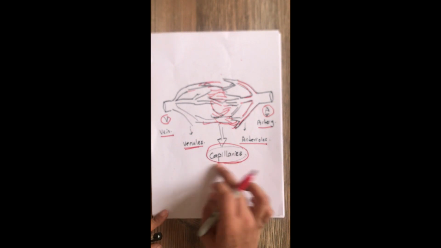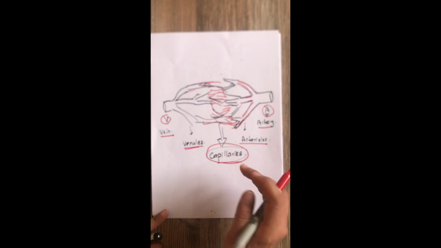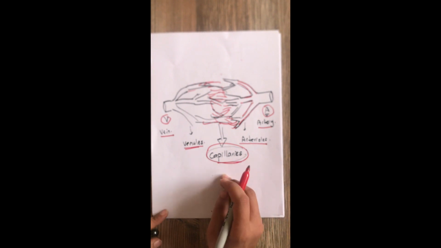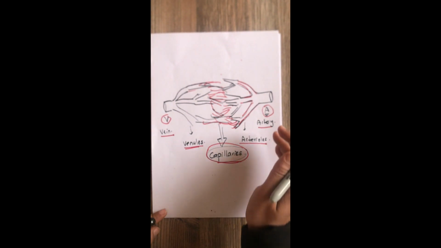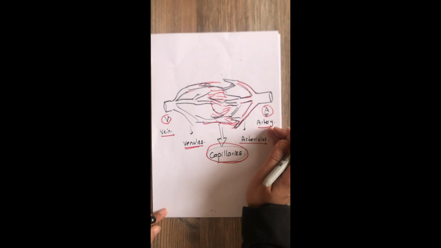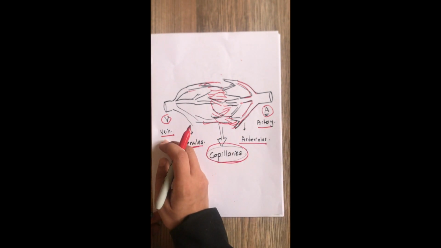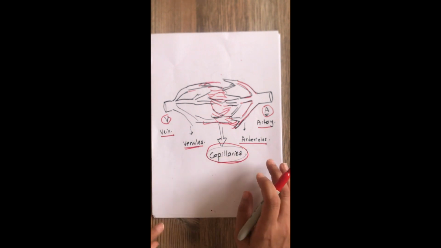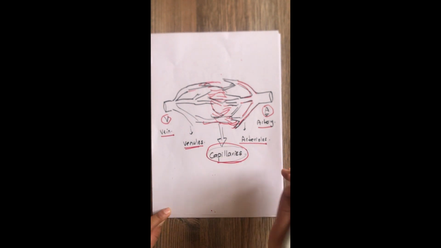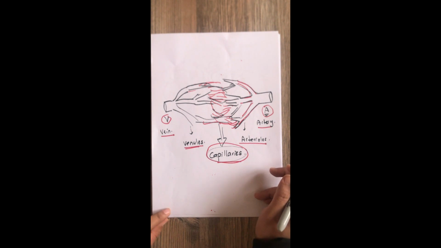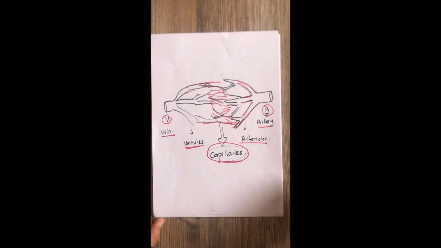are called capillaries. We said that the function of capillaries is exchange, the function of arteries is pumping blood away from the heart, and the function of veins is returning blood into the heart. This is all about blood vessels. In the next chapter or the next video, we'll talk about the circulation of blood in the heart.